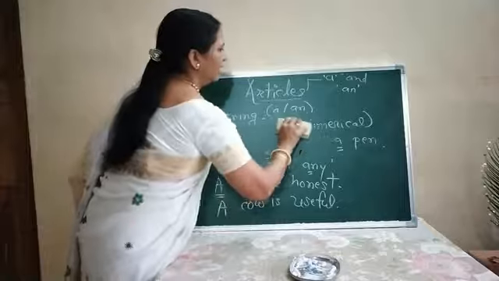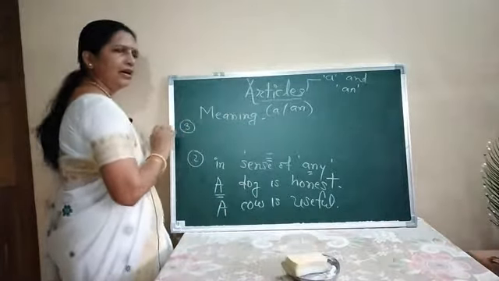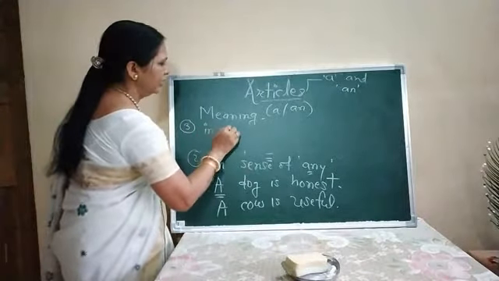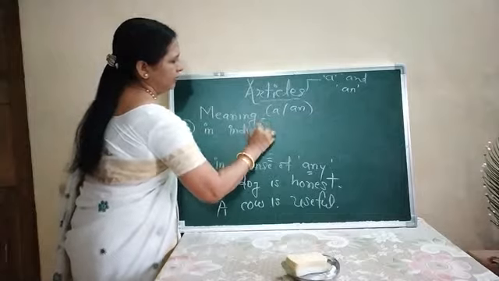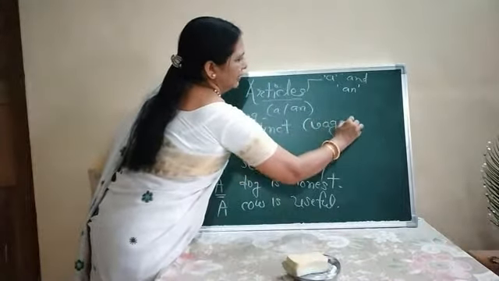Let's have a look at the third. Sometimes a or an are also used in an indistinct, or I may say vague sense.